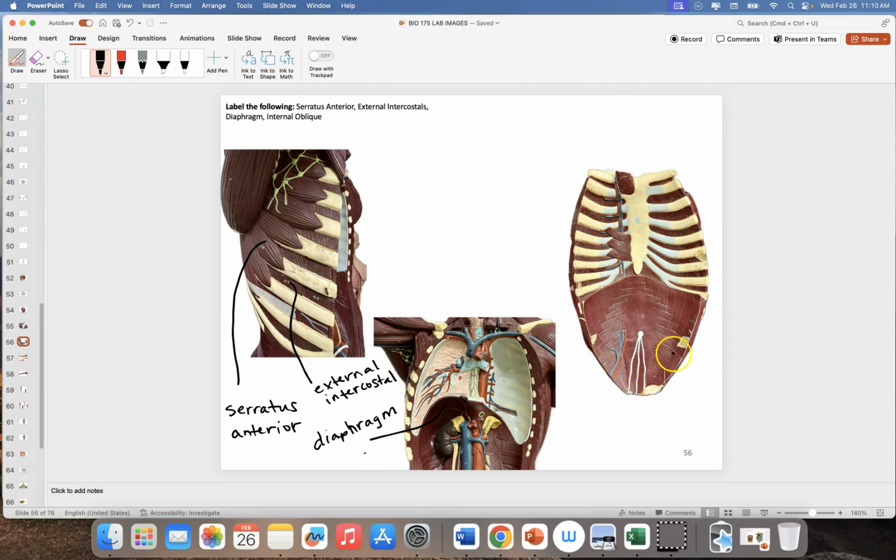This is the portion of the trunk that I removed so that we could see the diaphragm, and I've turned it over to the posterior side because that's where it shows the internal oblique. There's that internal oblique. It is going to also rotate the trunk, compress the abdomen, and then flex or bend the spine.